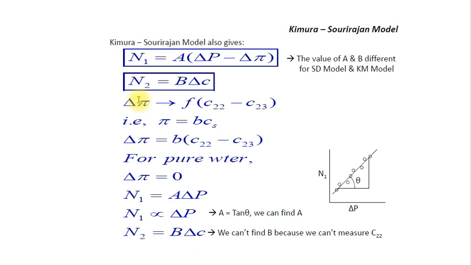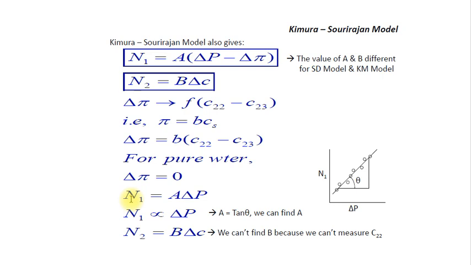So for calculating the values of A and B, you can design specific experiments. In this experiment, first you do the experiment on the membrane using pure water. So in pure water, the concentration of salt will be 0, so delta pi will be 0. So you will get N1 equal to A multiplied by delta P. Okay, so N1 is the flux of water.